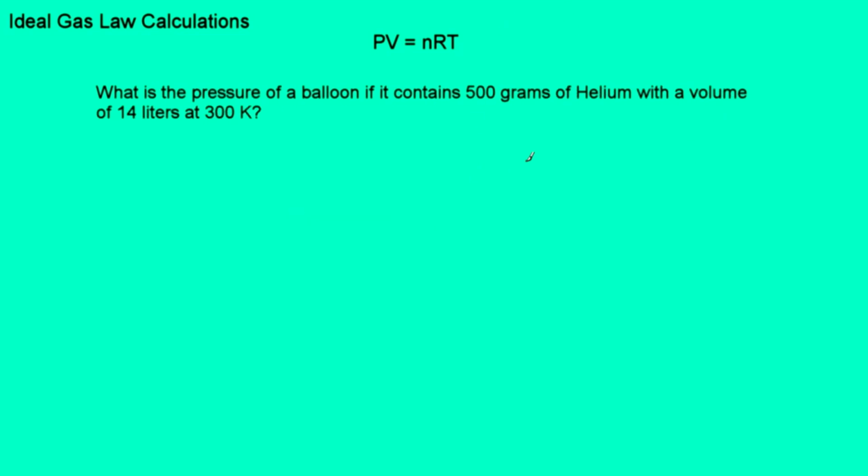Let's try one that's a little trickier. This time it says we have 500 grams of something. So hopefully you're thinking about your favorite formula: grams equals molar mass times moles. There's no grams inside the ideal gas law formula, but we can go from grams to moles and then plug that in. So let's see what else we got here. We have PV equals nRT. Let's plug in what we have.